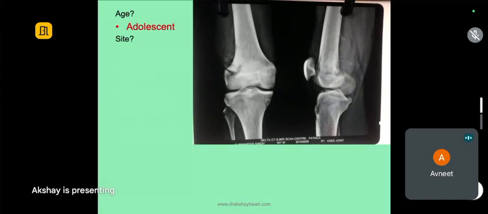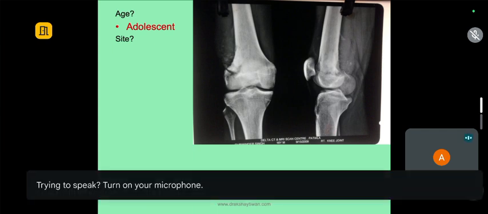X-ray of the right knee. Although I cannot appreciate the joint above this. On the right knee, there is a permeative lesion with well-defined zone of transition.